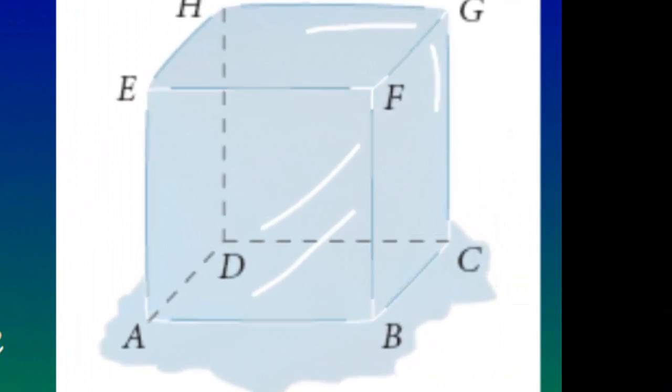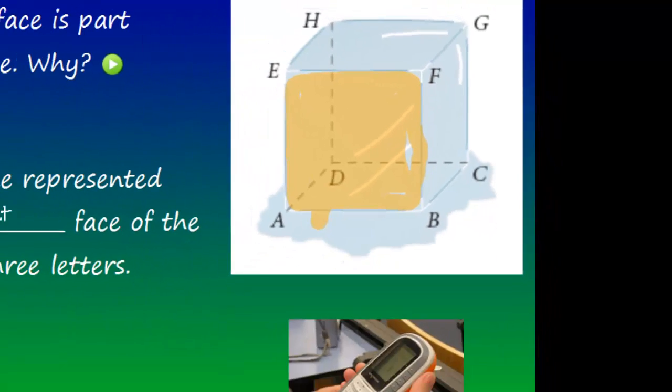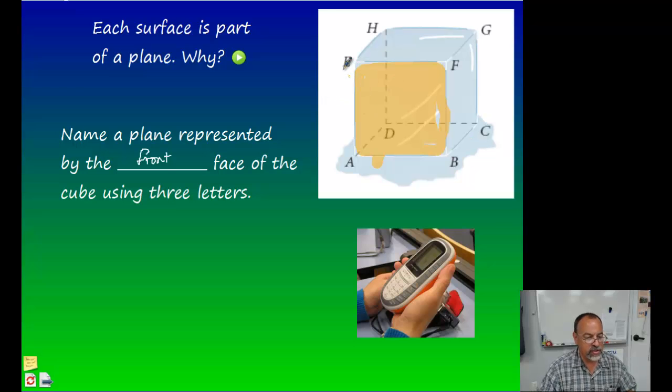If you're having trouble seeing this, let me shade this in for you a little bit. The front part would be this front part of the cube here. So this section here, this plane that's the front of the cube, how would you name that plane? We need to use 3 letters. Well, the 3 that are given to us, we could use either E, F, and B.